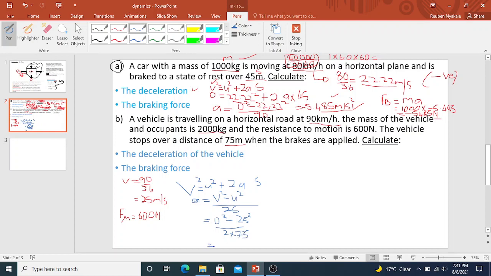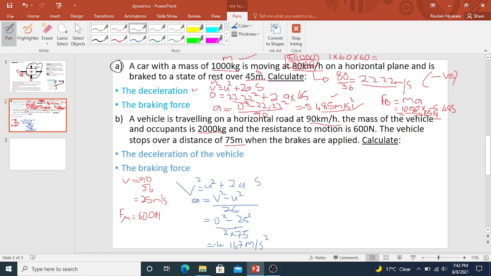Let's get our answer. We have 25 squared divided by 2 times 75. Now our answer is 4.167, let's say 4.167 meters per second squared. But remember, it's a deacceleration, it's a negative. From how we used our formula, our answer is going to be negative, since it is 0 minus 25. That's our answer there. We managed to calculate the deacceleration.